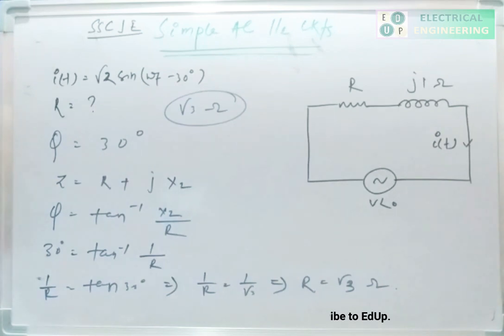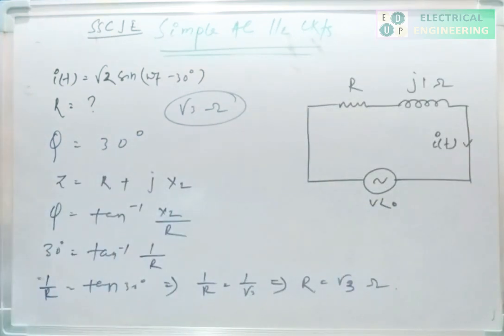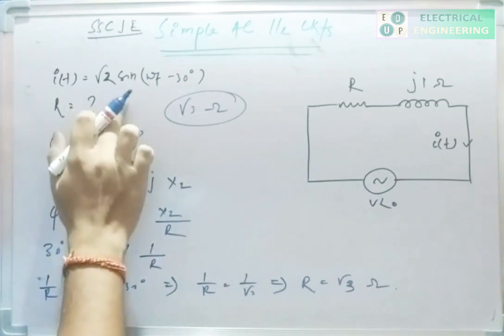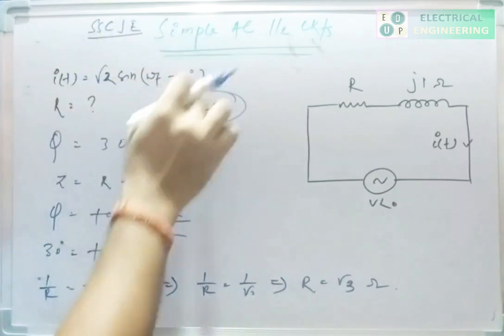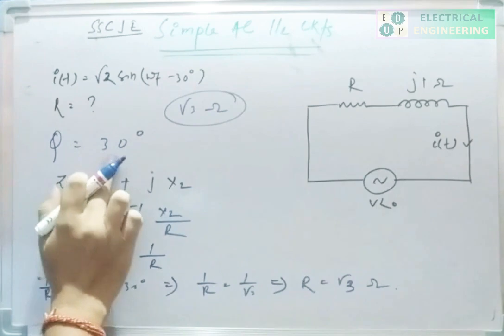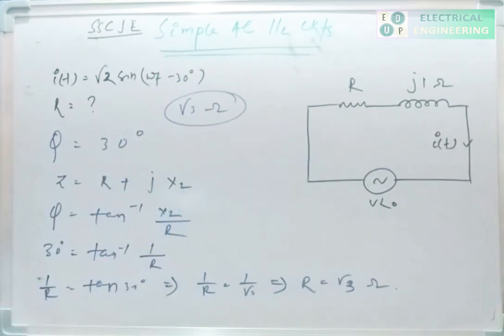So here for the phase, we just have to observe the question. We got the value of phase from our observation: the current is given as root 2 sin omega t minus 30. By observing this expression, you can get the phase difference value, that is 30 degree. You just apply the formula and get the answer. Okay.